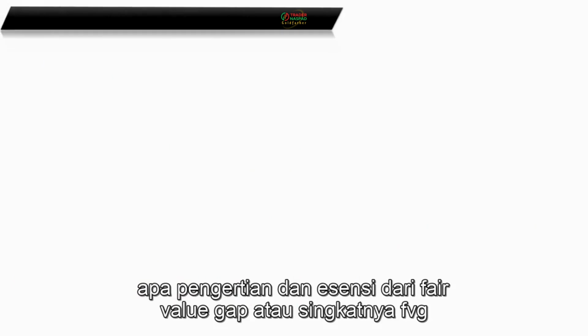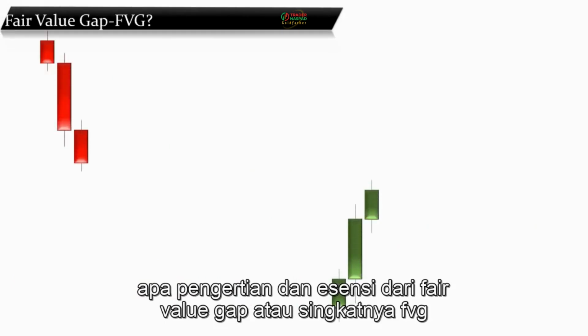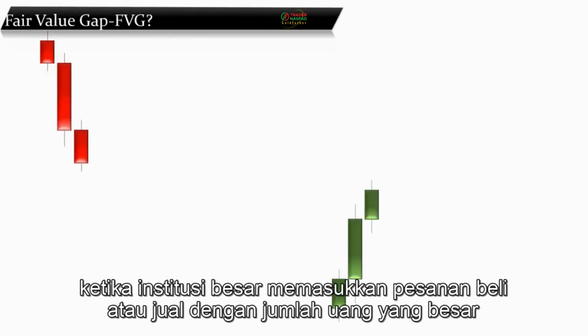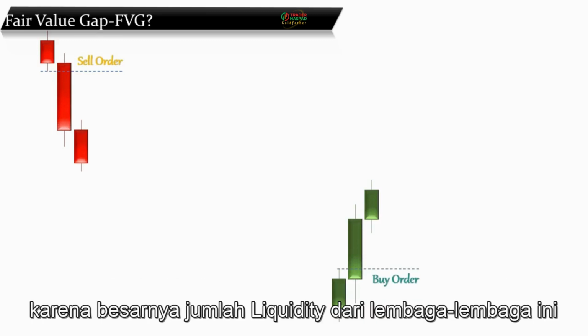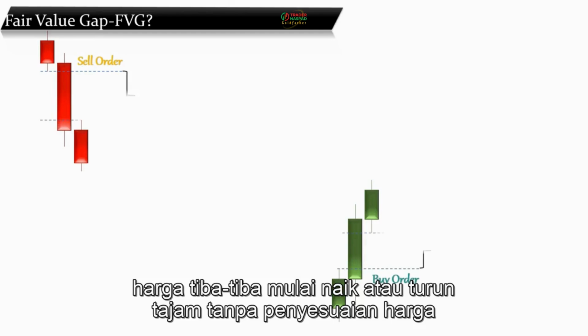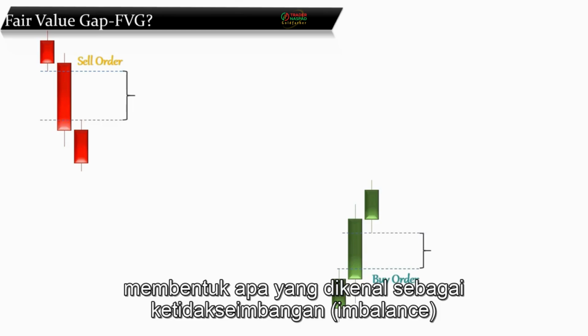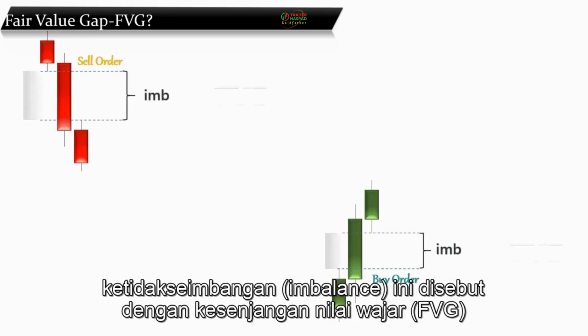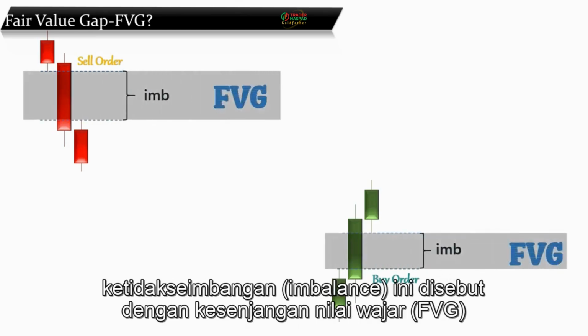But what is the meaning and essence of fair value gaps, or in short, FVG? When large institutions enter buying or selling orders with substantial amounts of money, due to the significant cash volume of these institutions, prices suddenly start to rise or fall sharply without price adjustment, forming what is known as an imbalance. This imbalance is referred to as a fair value gap.